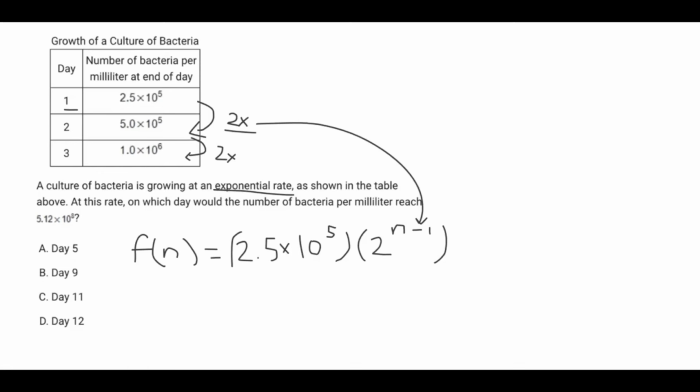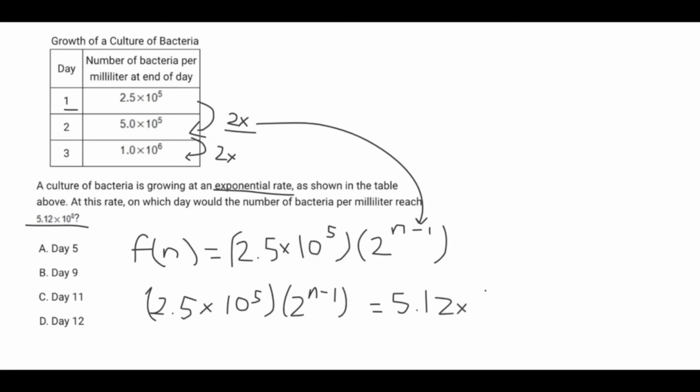So now, in order to find the day that it would reach this 5.12 times 10 to the power of 8, very simple here. We can just use our calculator, but to do so, we need to set up our little equation. So it's just this equation: 2.5 times 10 to the power of 5 times 2 to the power of n minus 1, and this is going to be equivalent to 5.12 times 10 to the power of 8. And in this equation, we're just going to solve for n.